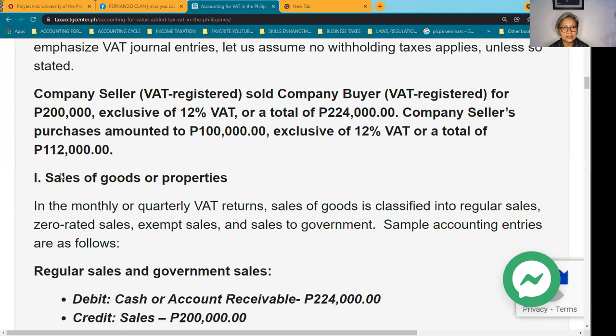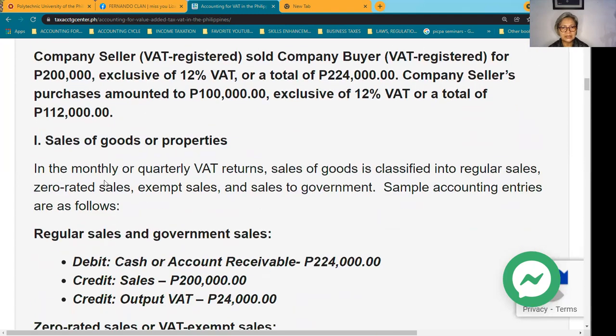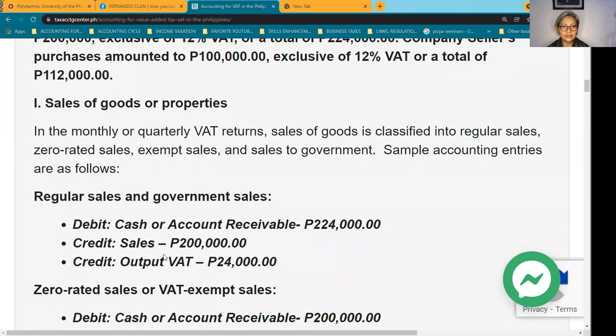So, sale of goods or properties. In the monthly or quarterly VAT returns, the sale of goods is classified into regular sales, zero-rated sales, exempt sales, and sales to government. So, kunyari, regular sales and government sales yan.